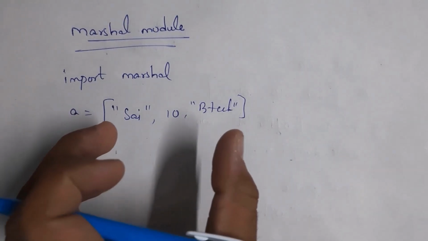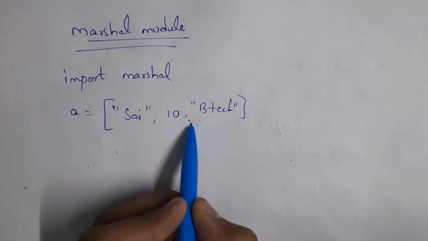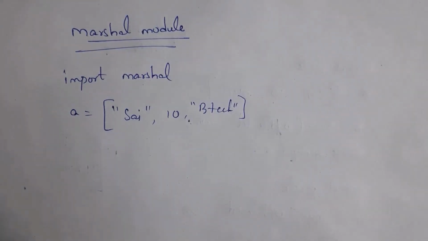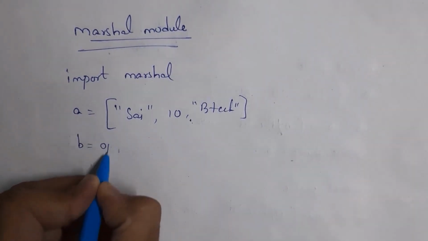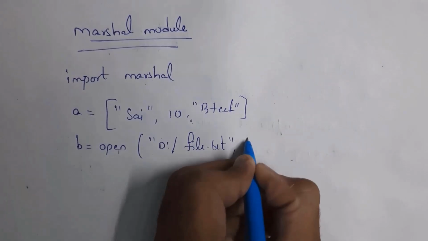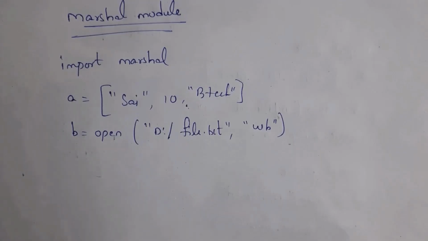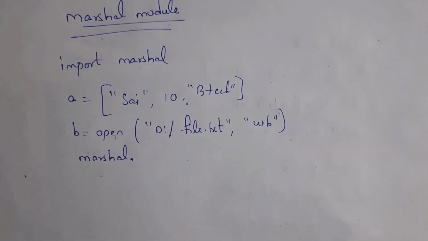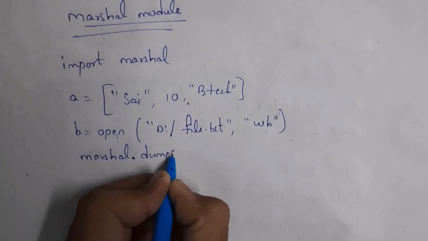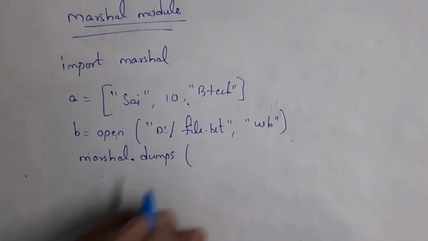Now I want to copy this list to a file. That file name is file.txt. So just write here b equal to open file.txt, in write binary mode. And next write here marshal.dumps of a, b.